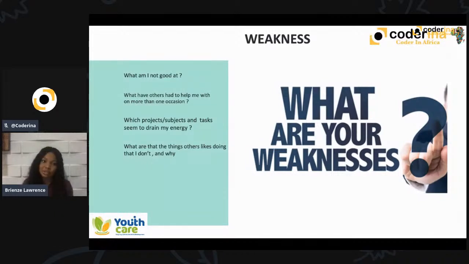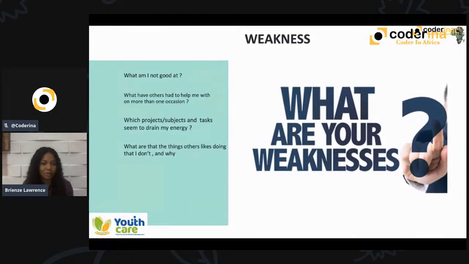These are your weaknesses. What are you not good at? What have you had other people help you with on more than one occasion? Things that you're not interested in, you don't think you can do. Put these things down. What are your weaknesses? What projects or subjects and tasks seem to drain your energy? Something that you're doing and you're not really making headway with, you have to do it anyway. It's really draining. You're spending more than the normal time to get it done. It's really frustrating for you.